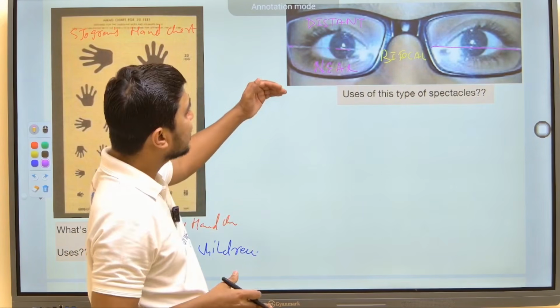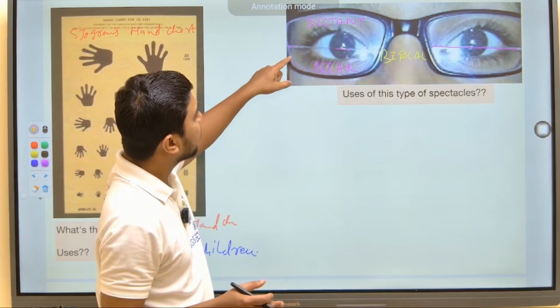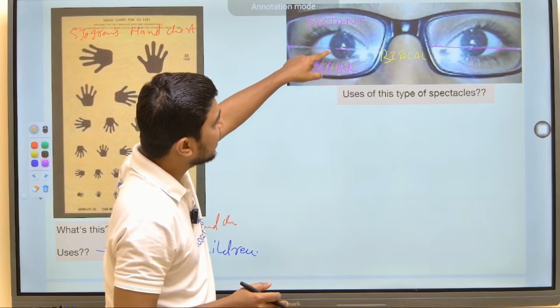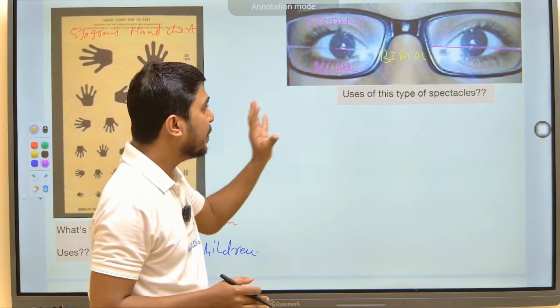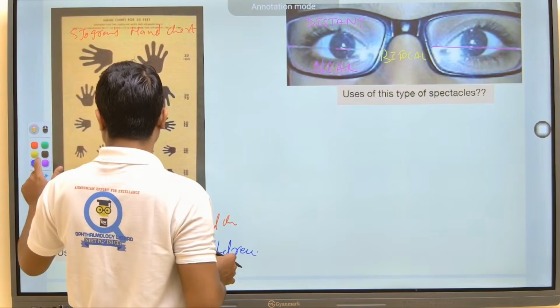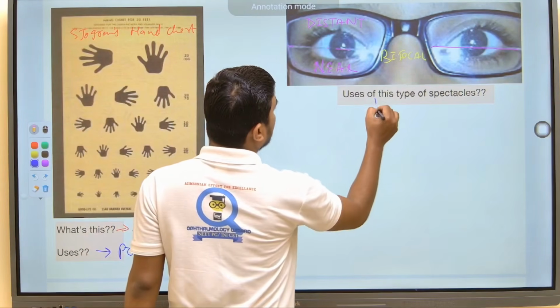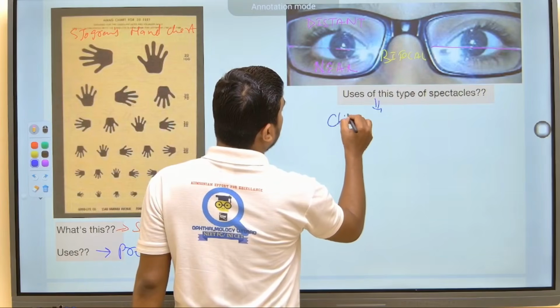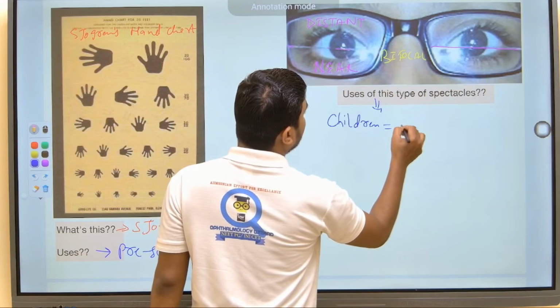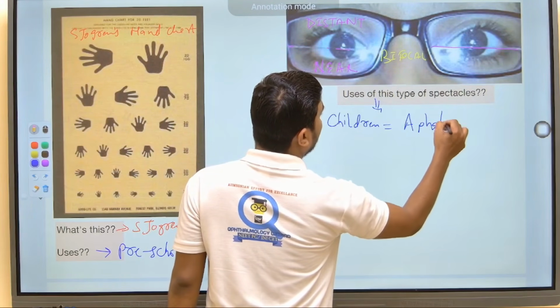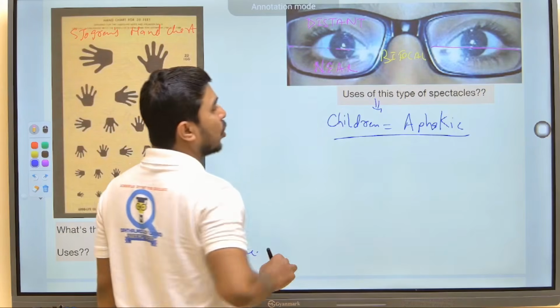If you have this type of bifocal where the line is bisecting the pupil, that means it is used in children. So basically it is used in children, generally aphakic children. Okay.